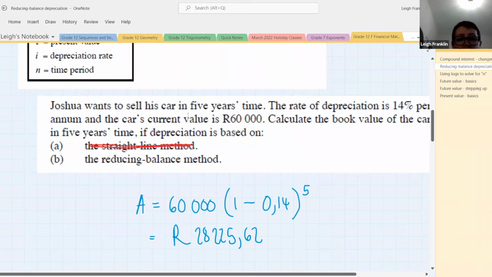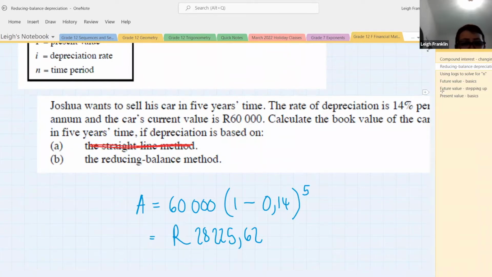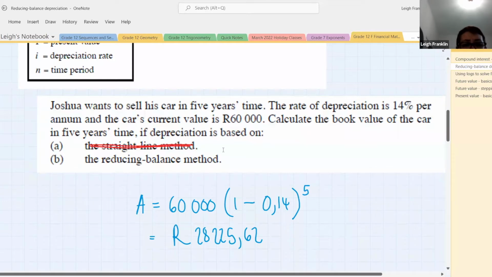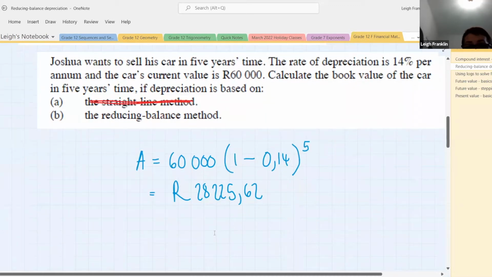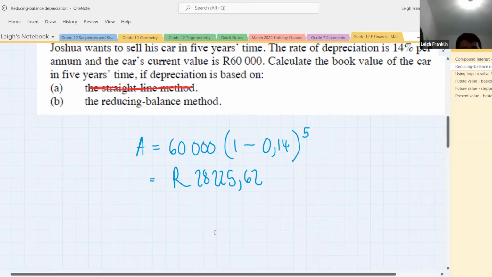Joshua wants to sell his car in 5 years' time. The rate of depreciation is 14% per annum and the car's value is 60,000. Calculate the book value or scrap value. In other words, calculate A of the car in 5 years' time if depreciation is based on the reducing balance method, which we just spoke about. So we've just subbed into the reducing balance formula and calculated the answer. We can see there that his car has lost, gosh, more than half of its value over 5 years.